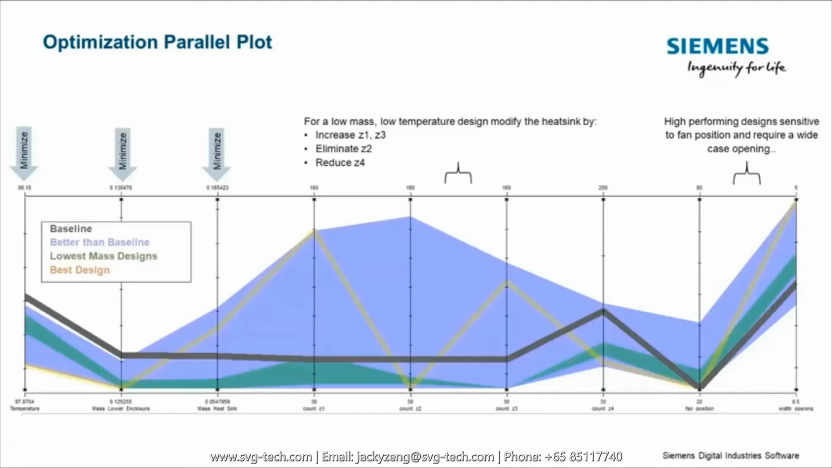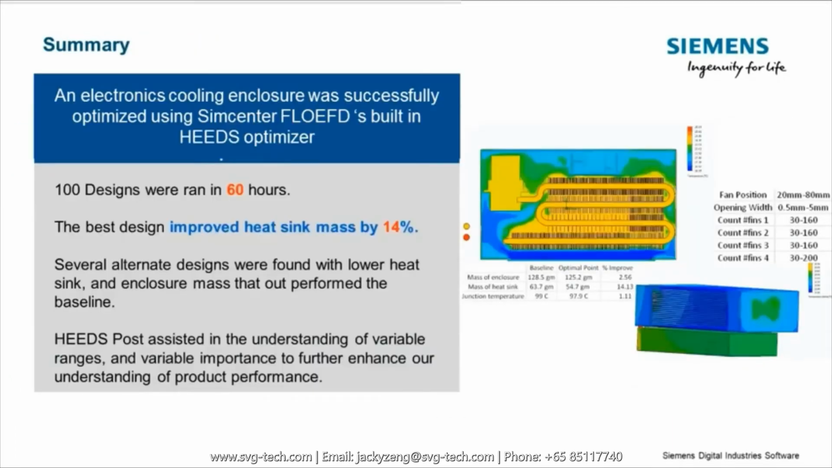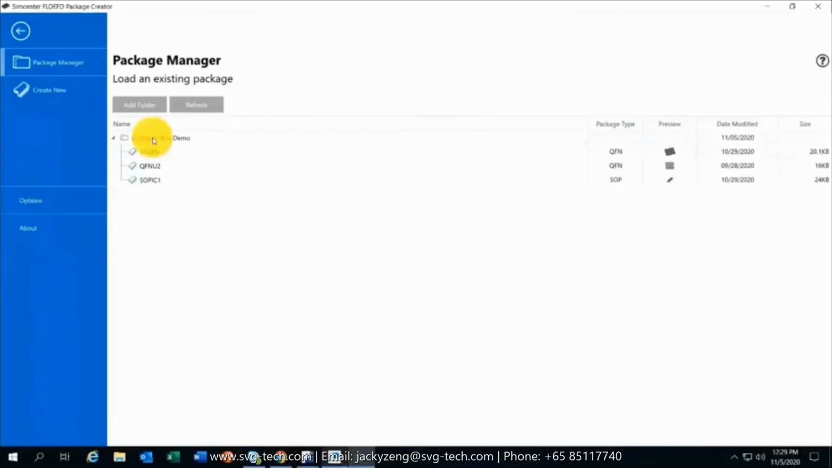So in the next slide, here I'm just showing you all of the designs HEADS ran through. So 100 designs were looked at in about 100 hours. The best design improved the heatsink mass by 14%. These sorts of components are usually mass produced, so they could be hundreds of thousands or millions. And if you're saving 14% on one component, that could actually result in a significant cost savings when you're producing at that level.